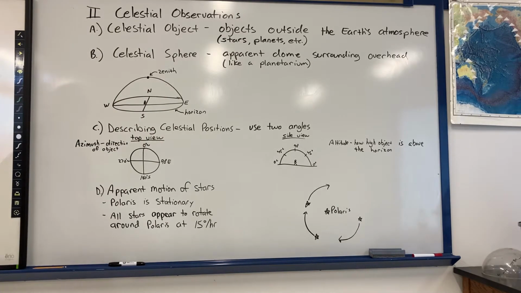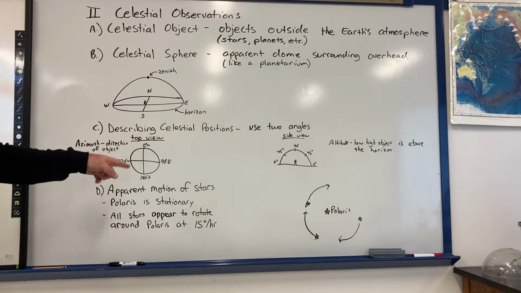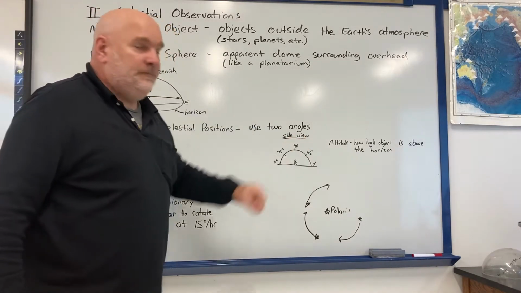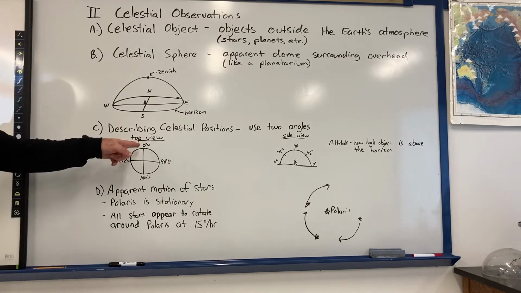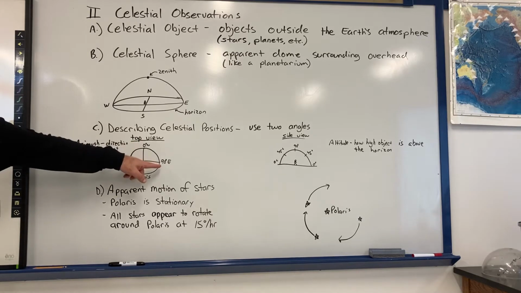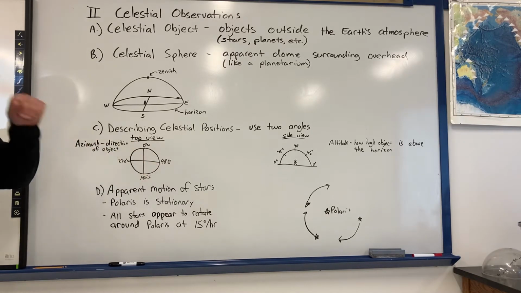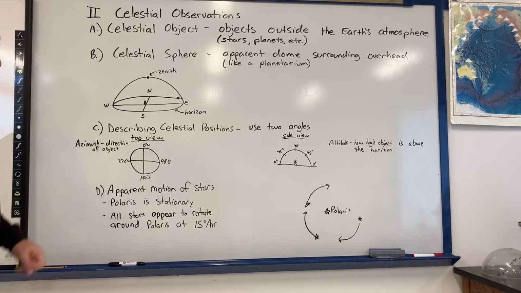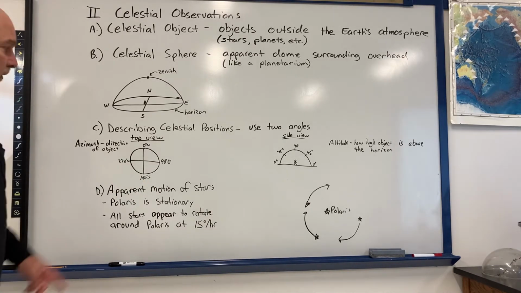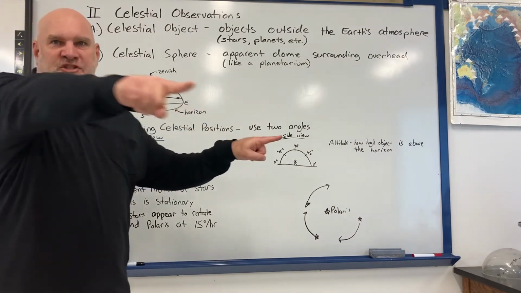How I go about doing that is by using two angles. We use something called the azimuth and something called the altitude. Now the azimuth just basically describes what direction the object is in the sky. So 0 degrees would be north. If it was east, it'd be 90 degrees. If it was south, it'd be 180 degrees. If it was west, it'd be 270 degrees, and so forth. So this tells me what direction it is on the horizon.